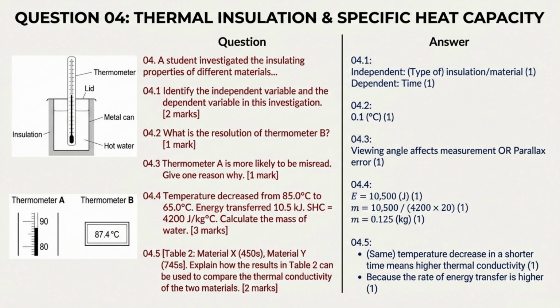Perfect. 04.5 shows the results for two different insulations. Material X took 450 seconds to cool down. Material Y took 745 seconds. Compare their thermal conductivity. Well, material X had the exact same temperature decrease, but it did it in a much shorter time, 450 seconds versus 745. Meaning the heat escaped faster? Right. And because the rate of energy transfer is higher, material X has a higher thermal conductivity.